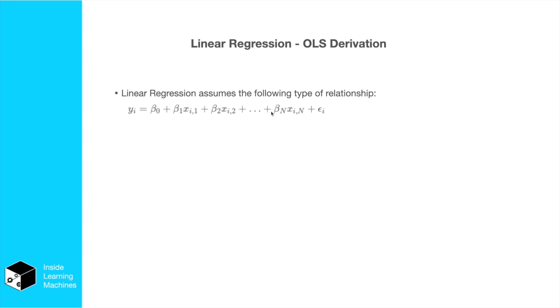These two are related with each other through these model parameters beta. And they go from beta 0 up to beta n. Beta 0 is our y-intercept term.